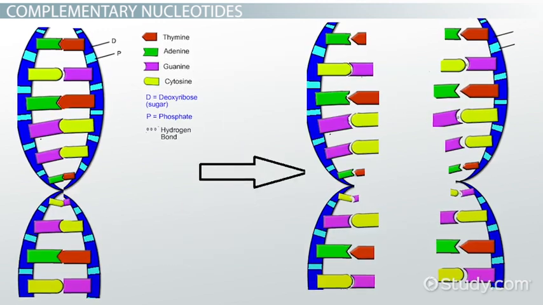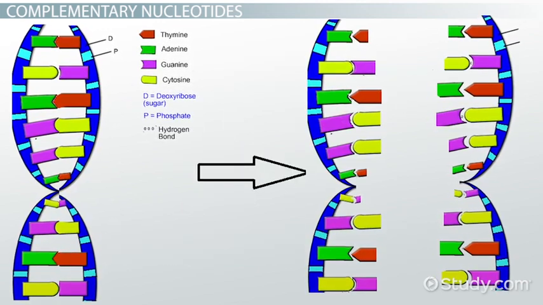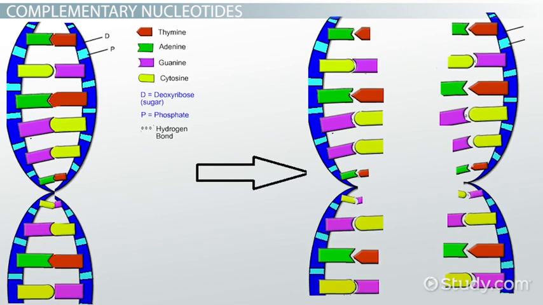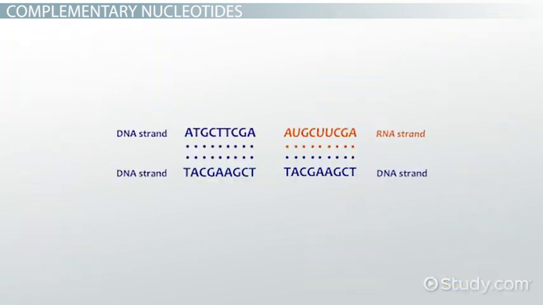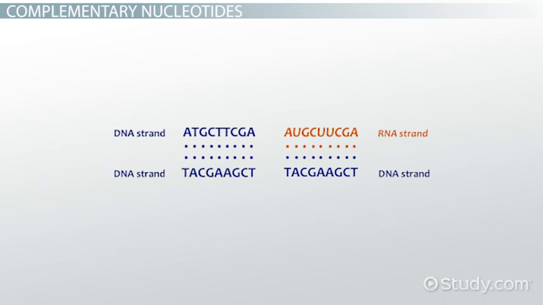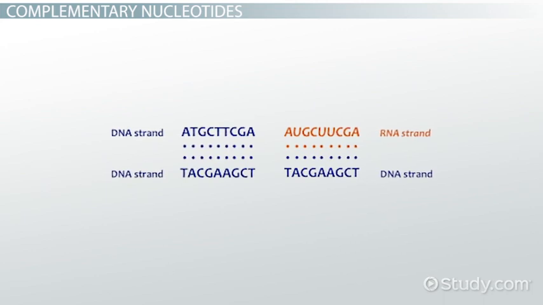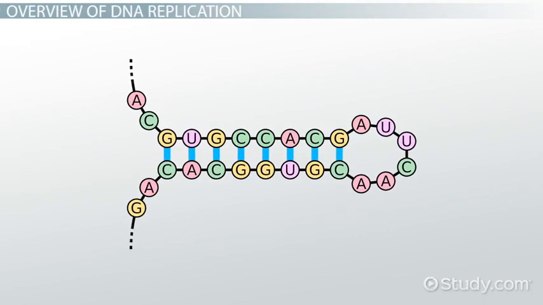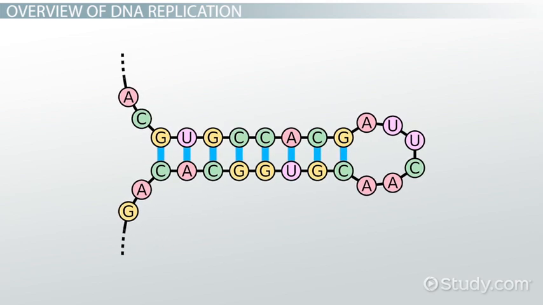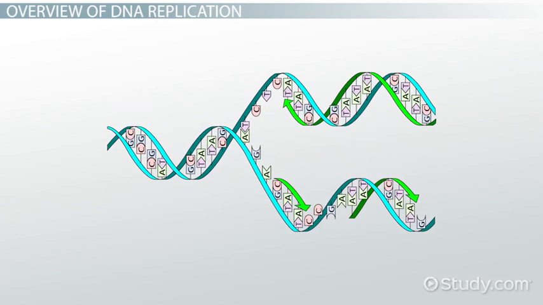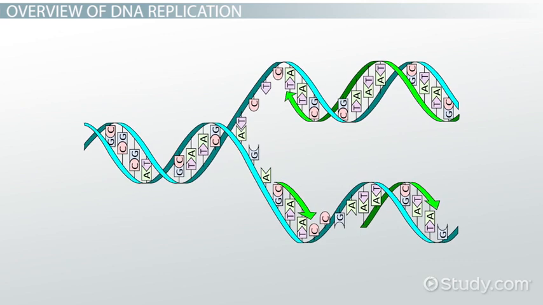Therefore, each nucleotide has a partner that it always associates with depending on if it's in a molecule of DNA or RNA. The following figure demonstrates the complementary nature of both DNA and RNA molecules. Now that we understand how complementarity works in DNA and RNA, we can begin to understand how our cells make copies of DNA when necessary.